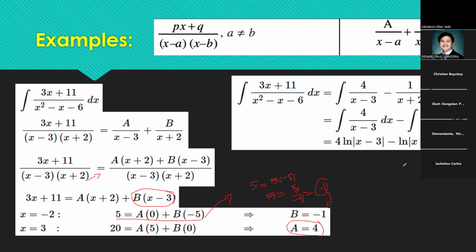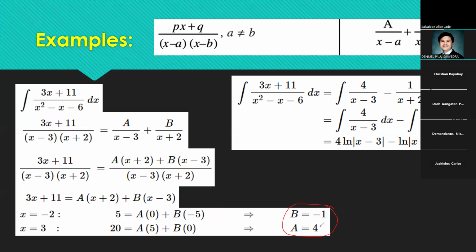Just let me know, Miss Demandante, if you have more questions later on when you watch the video. For the others, are we clear on how we got the negative 1 and then 4? Yes, sir. Okay. So just simply plug that into our A and B.